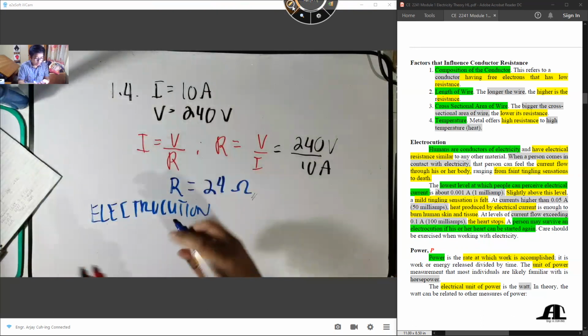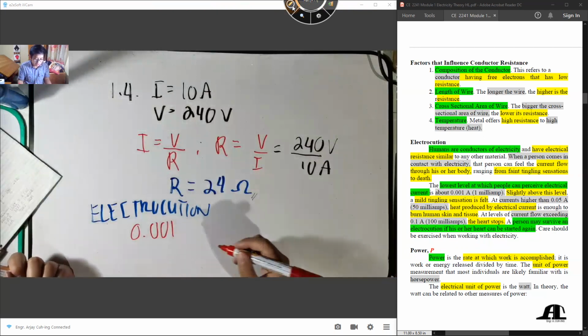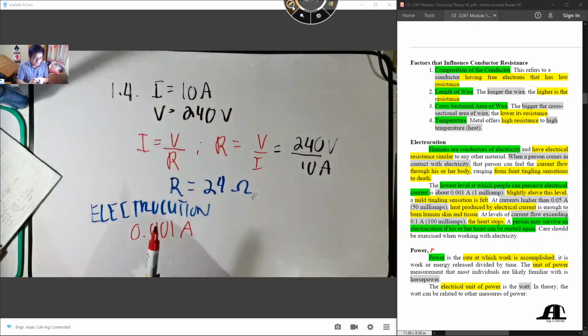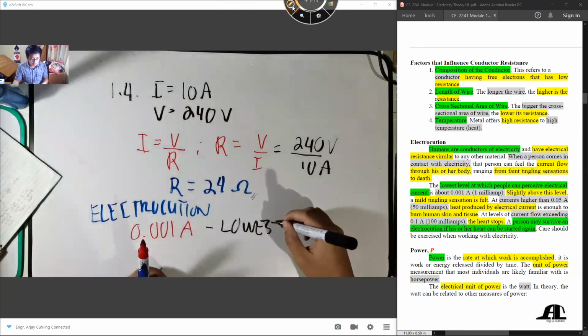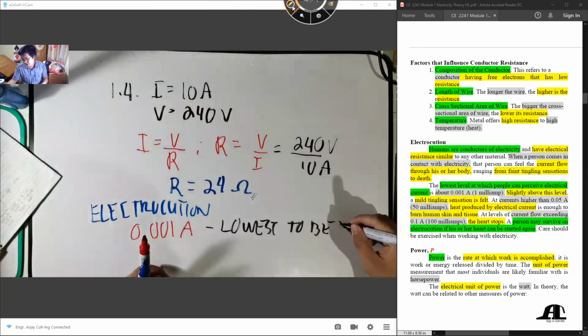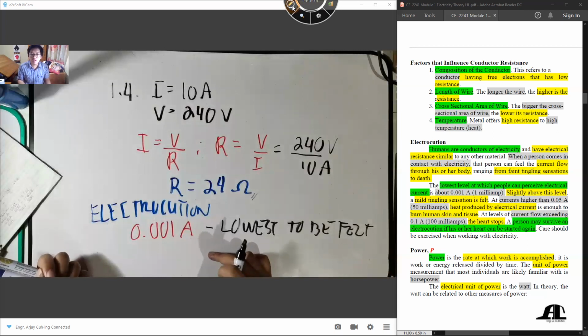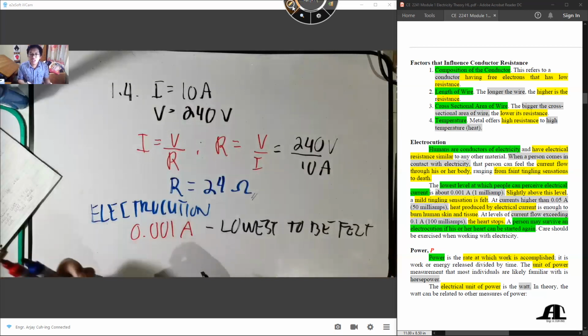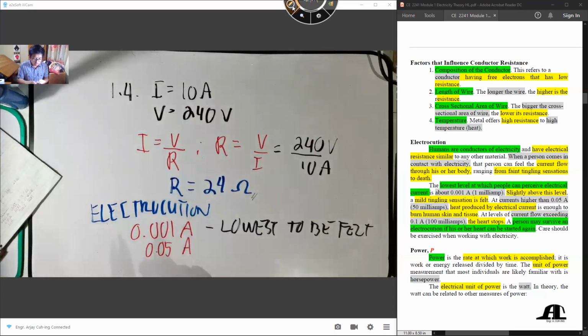So electrocution. Okay? So again class, at 0.001 ampere or 1 milliampere class, makakaramdam tayo class. Ito yung lowest to be felt. Okay, any lower than this class, wala na tayong mararamdaman. So mararamdaman natin class is parang tingling sensation class, parang makikiliti ka. Okay? Tapos at 0.005 ampere class, no?